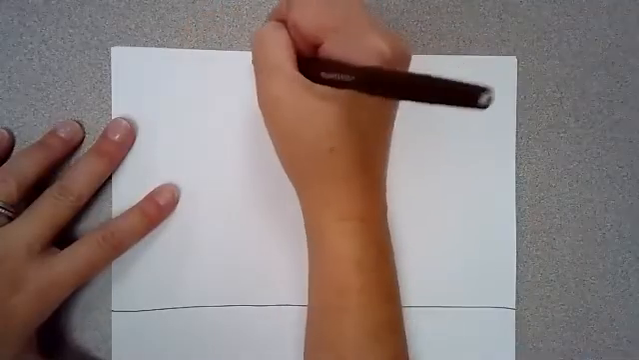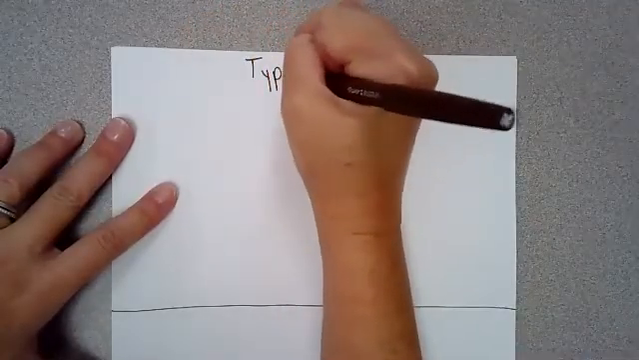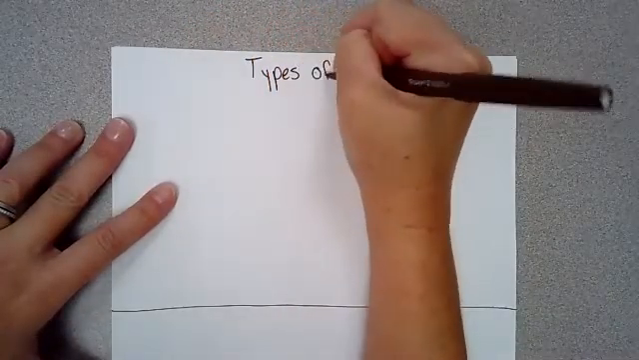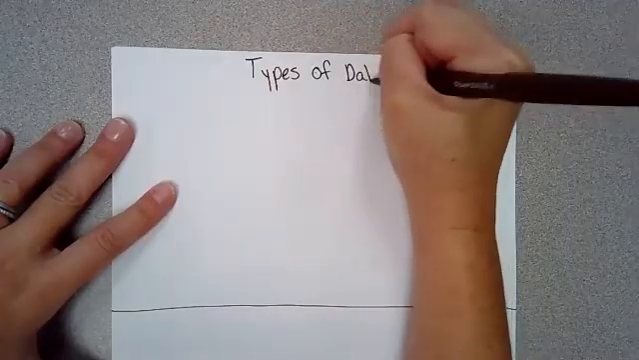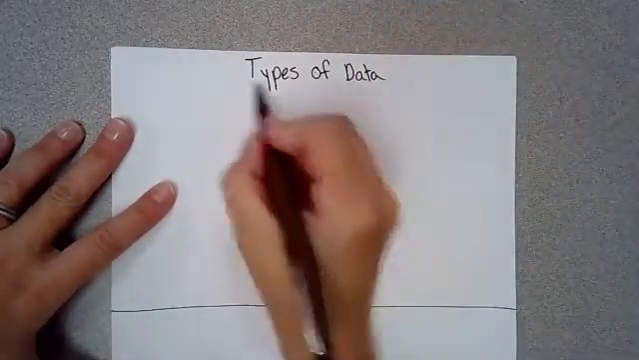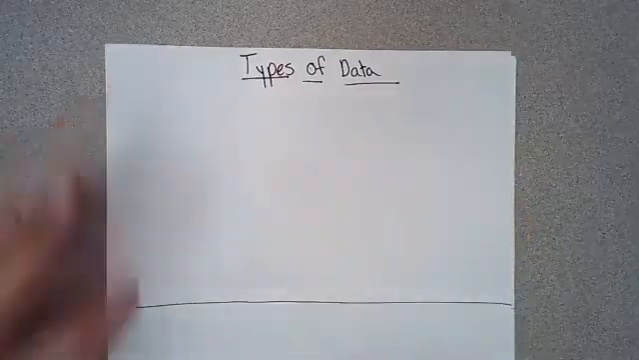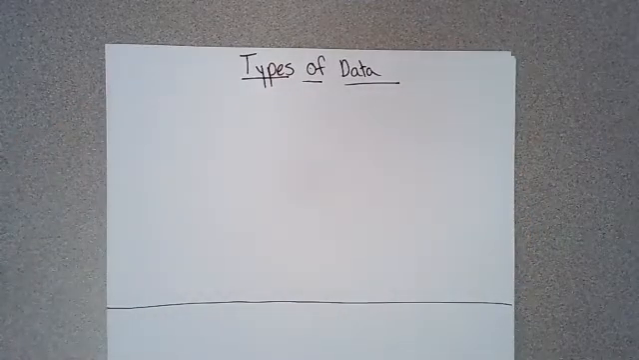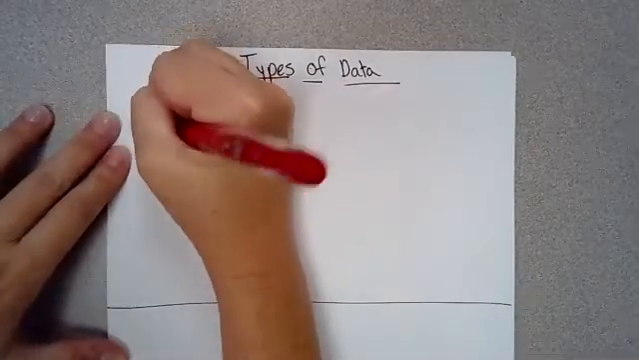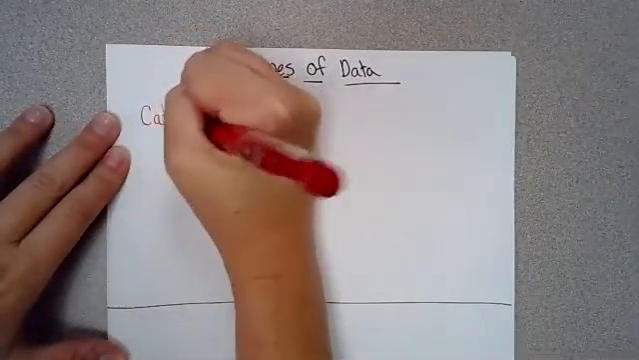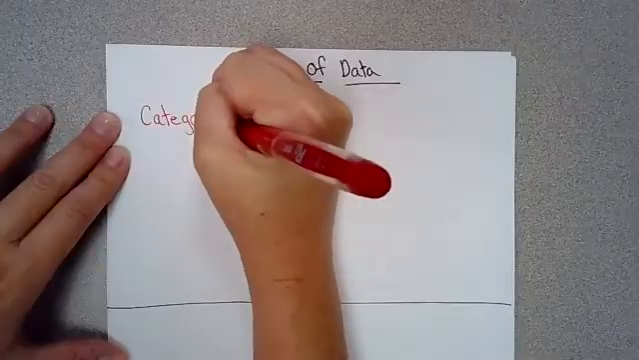We're going to be talking about types of data today. So go ahead and label your piece of paper types of data. Data, data, tomato, tomato, however you want to say it. Okay. All right. So the first type of data we're going to do today is called categorical. That's a big word and it sounds really weird. So write that down, categorical.